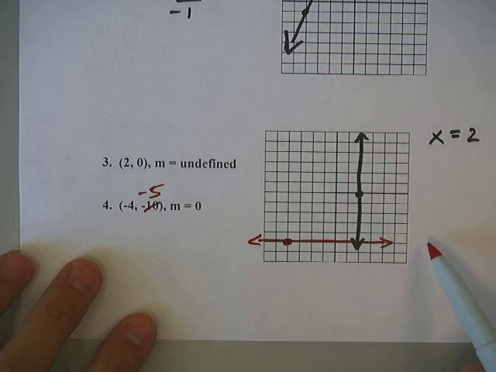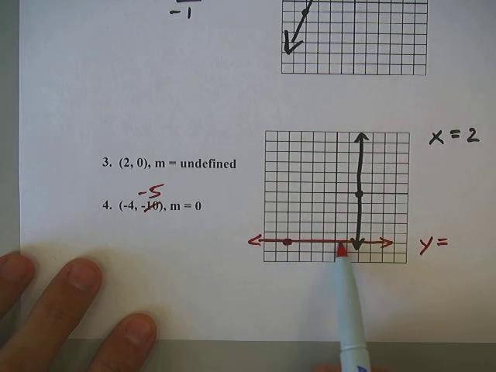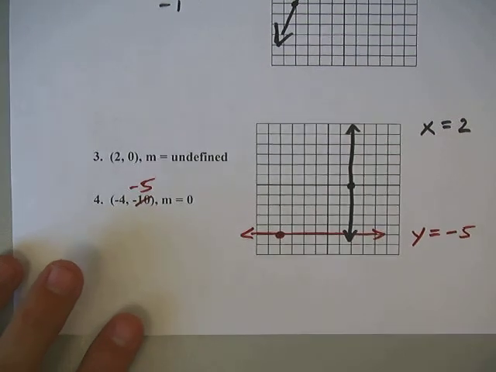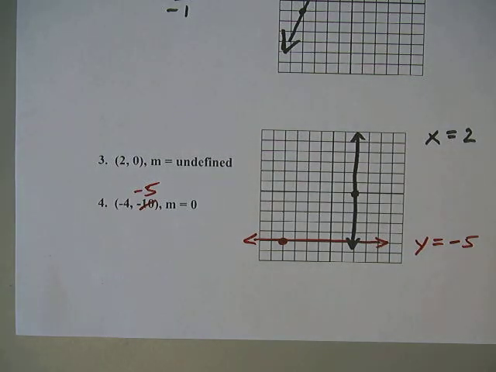And a bonus question to that would be, what would be the equation to that? Well, every horizontal line will start with y equals. And what's the y coordinate of every single point on this line? Well, it's -5. And there you go. There's graphing given a point and slope.